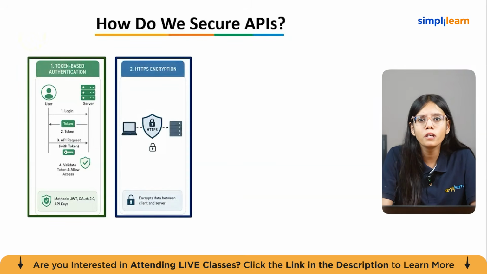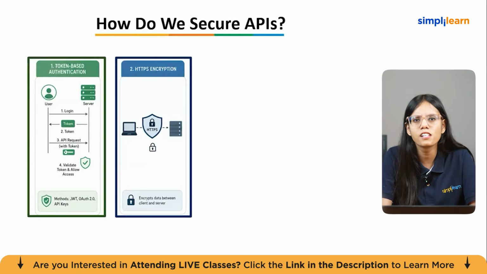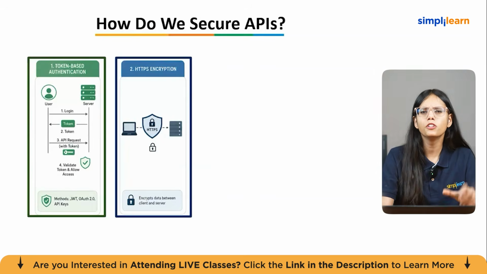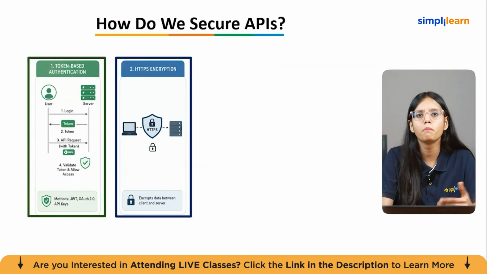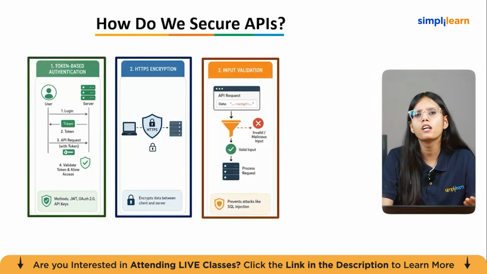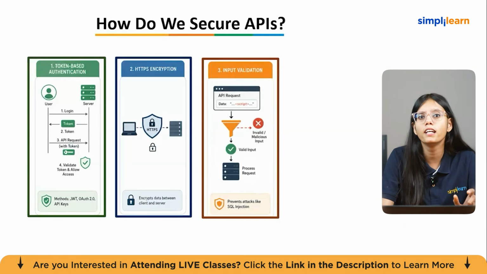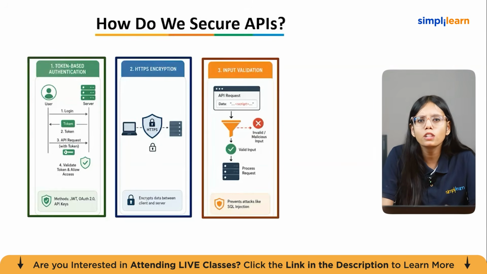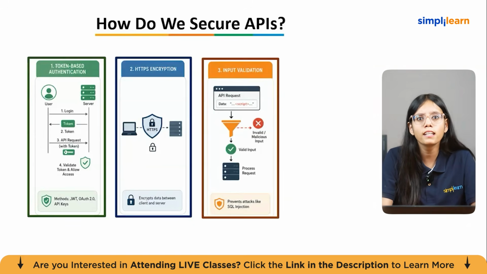Another important security measure is HTTPS encryption. Since APIs transfer data between applications and servers, HTTPS protects this communication by encrypting the information. This ensures that sensitive data like passwords, payment details, and personal information cannot be easily read if intercepted by attackers. Now, input validation is also essential because APIs should never blindly trust user requests. The API checks whether the data format is correct, values are allowed, and requests do not contain harmful commands.